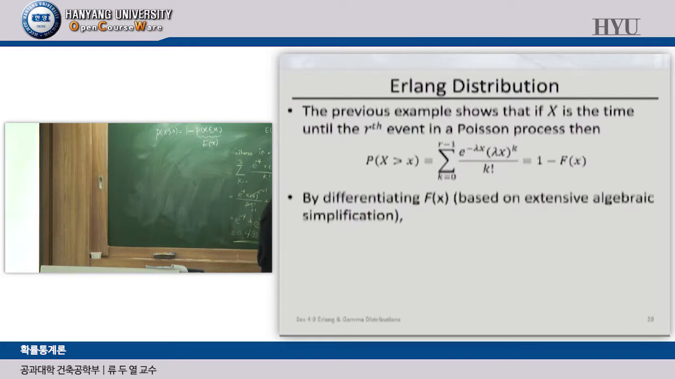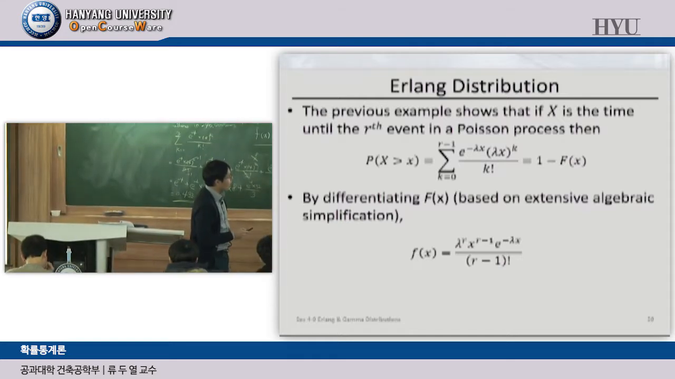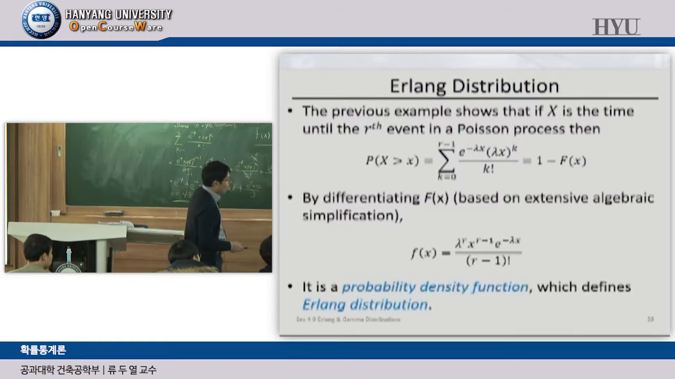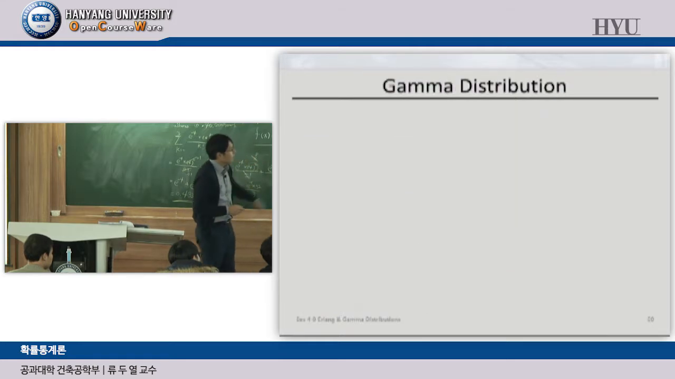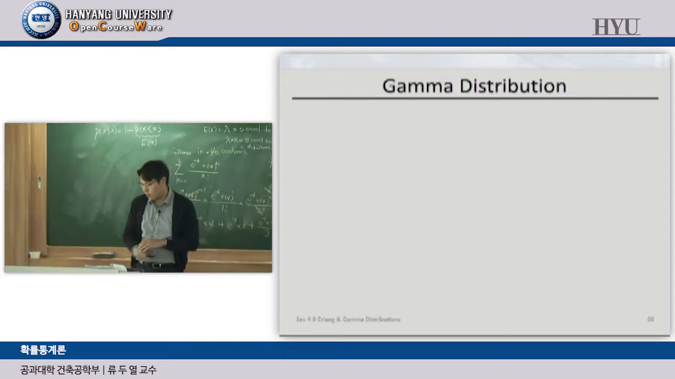By differentiating the cumulative distribution function F(x) and based on extensive algebraic simplifications, we finally obtain this probability density function. The probability density function of the Erlang distribution is equal to lambda to the rth power times x to the r minus 1th power times e to the minus lambda x, over r minus 1 factorial. It is the probability density that defines the Erlang distribution. And now, I'm going to explain the gamma distribution.